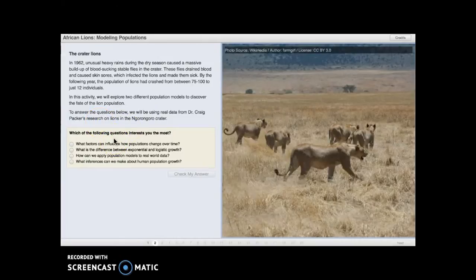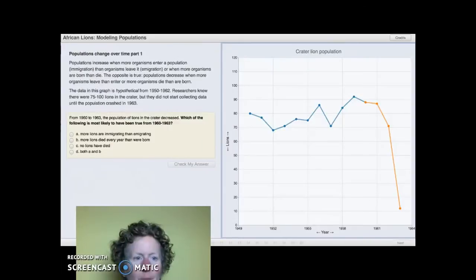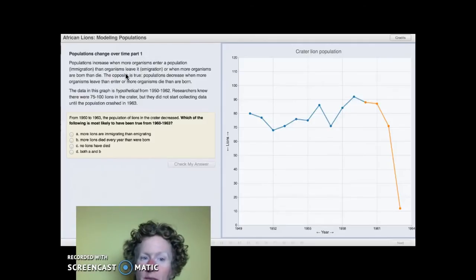Which of the following questions interests you the most? And there's no correct answer to this question. You can choose whichever question you would like, and then click Next in the lower right-hand corner to continue. Populations change over time. Populations increase when more organisms enter a population, that's immigration, or when organisms leave it, emigration, or when more organisms are born than die. The opposite is true. Populations decrease when more organisms leave than enter, or more organisms die than are born.